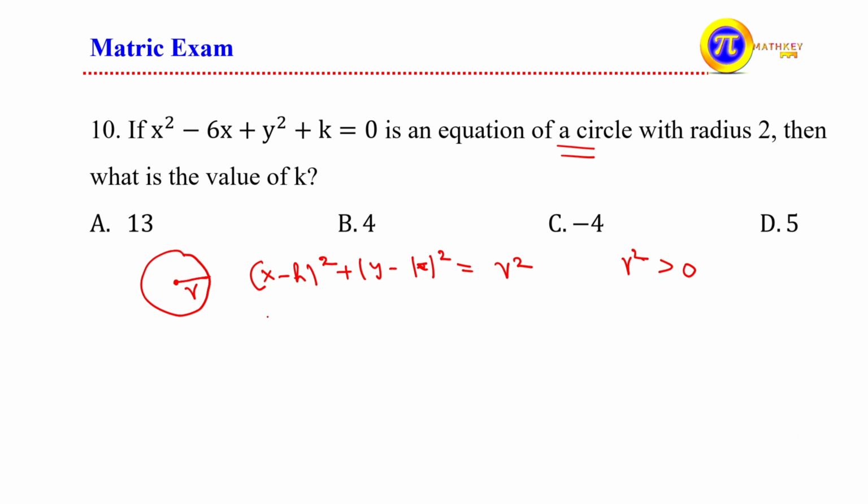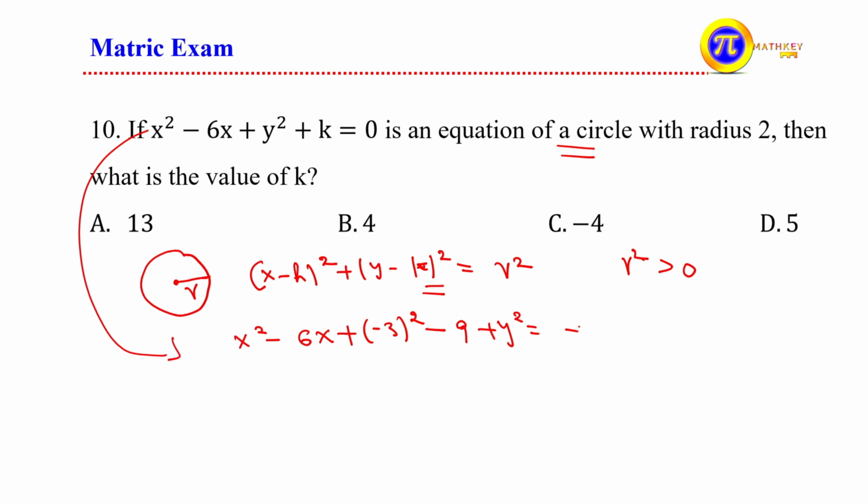So we express this one using what? Completing the square, in this form. x squared minus 6x: the coefficient of x, we call b, is negative 6, divided by 2. What is that? Half of that is negative 3. So plus negative 3 squared, minus the same number. Negative 3 squared is what? That is 9. Yes, plus here y squared is equal to negative k.